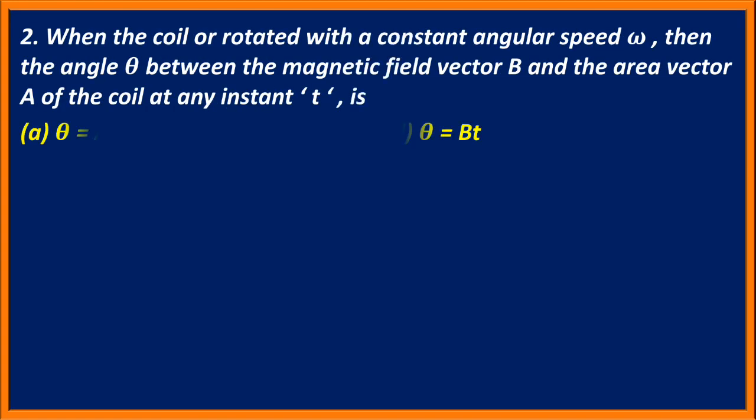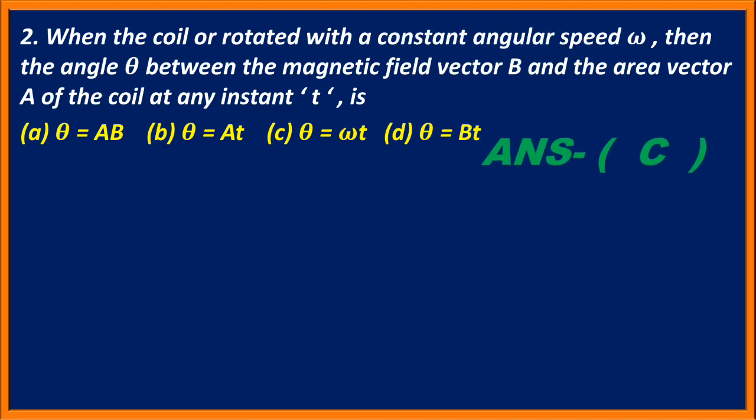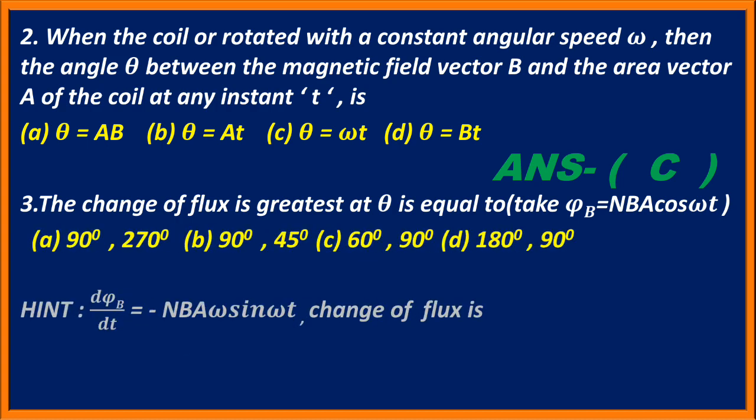Now question 2. When the coil is rotated with a constant angular speed omega, then the angle theta between the magnetic field vector B and the area vector A of the coil at any instant t is given by theta equal to AB, theta equal to AT, theta equal to omega t, theta equal to BT. Here your correct answer is C, theta equal to omega t.